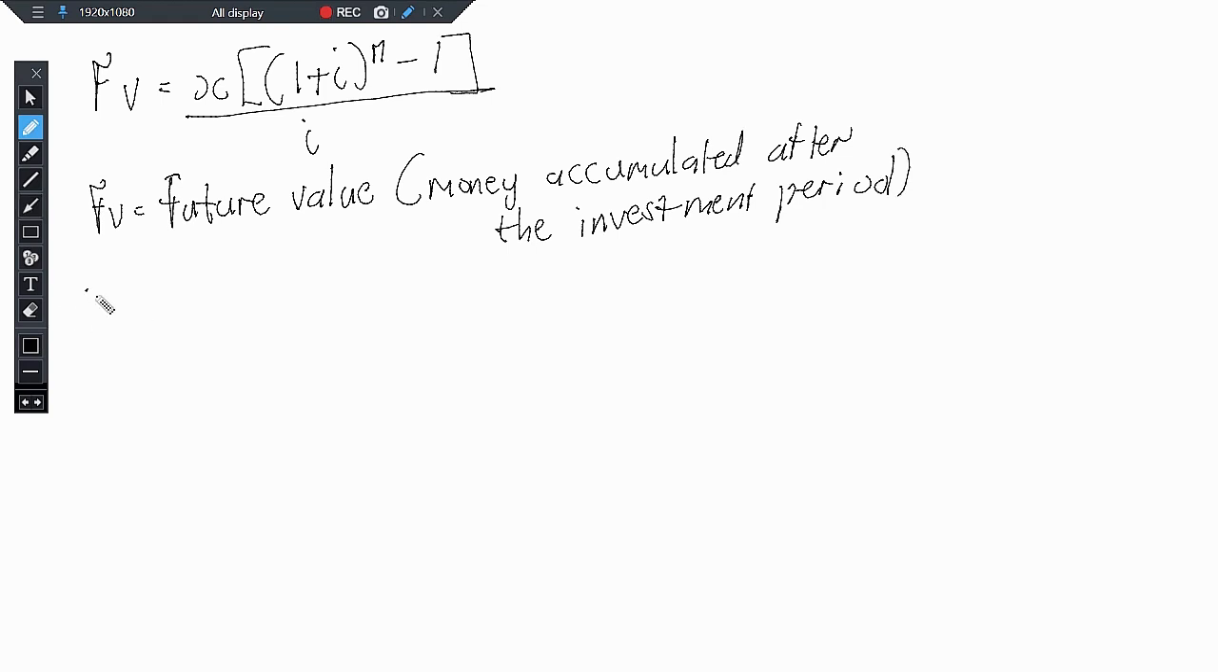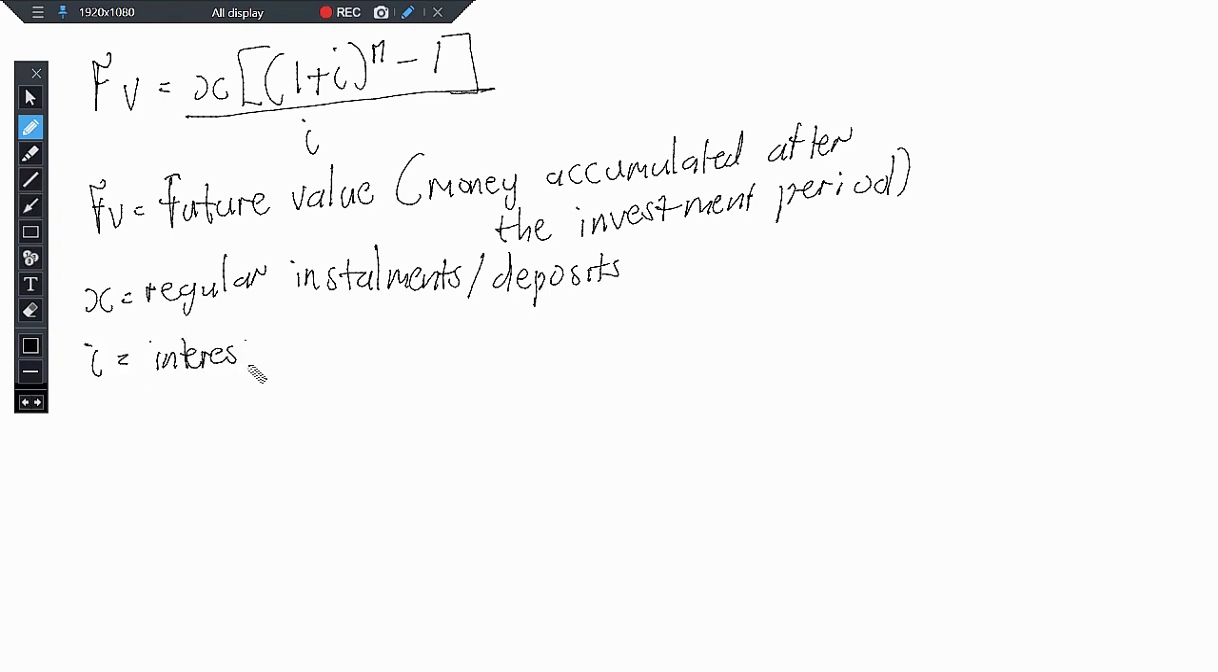And then we have X. These are our regular installments or deposits. And then we have I. This has to be our interest rate. And then note that our interest rate will be R over 100. So you'll be given this interest rate in the form of a percentage, but then you have to convert it to a decimal by dividing by 100.